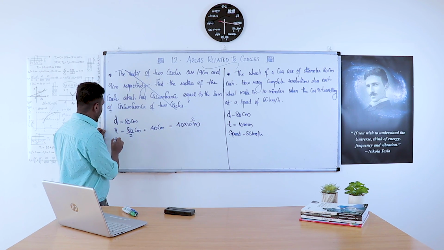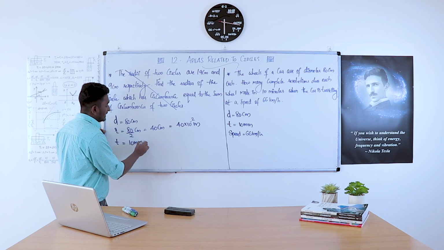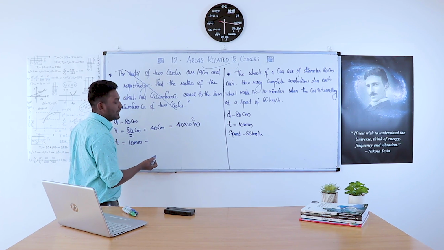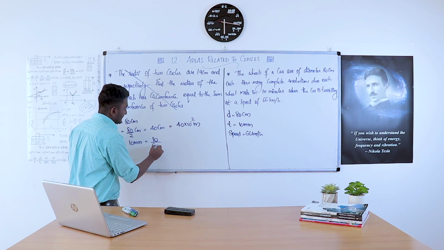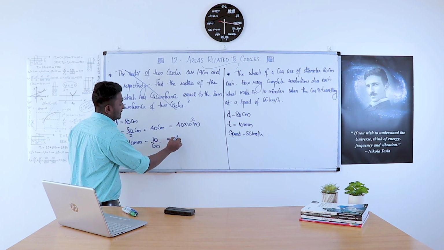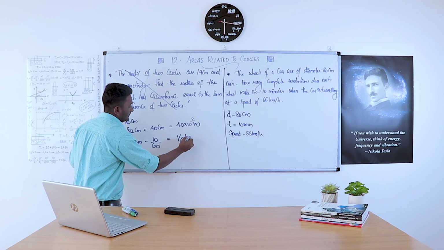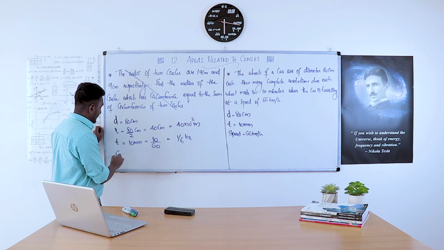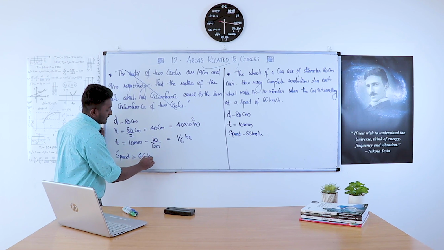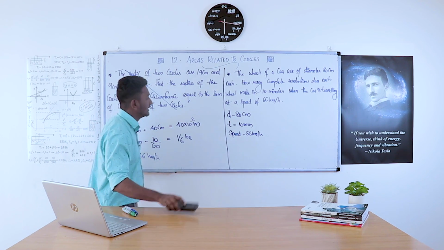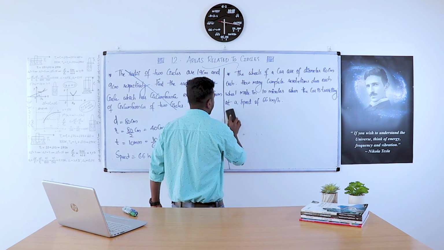Then time is given, which is 10 minutes. Convert it into hour, that's the base standard unit. That is 10 by 60, which is equal to 1 by 6 hour. Then speed is given as 66 km per hour. Those are the terms given here. Now we can solve.